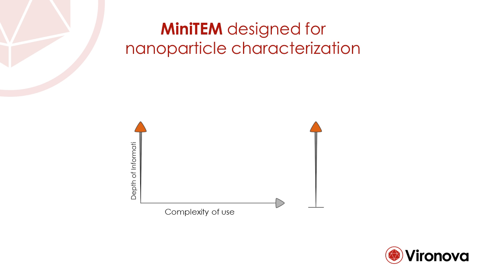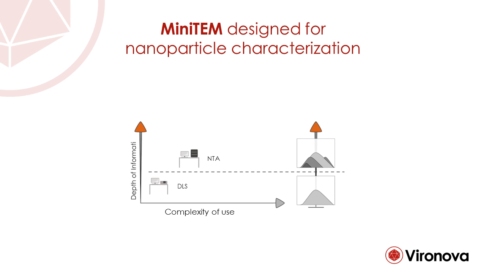I would also like to describe the Minitime system in comparison to other established techniques for nanoparticle characterization. Most of you are probably familiar with the indirect methods such as DLS and NTA. These methods are indirect, so you get to measure properties of your samples even though you don't get information about individual particles.